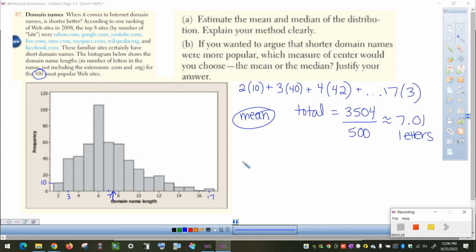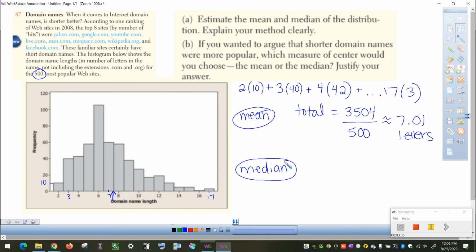All right, now let's talk about the median. If we had access to the individual data values and were able to list them in order from least to greatest, the median would be the exact middle value. Another way to interpret the median is that it divides our data set in half: 50% of the values are below the median, and another 50% are above. Knowing that we have a total of 500 websites, we want to determine where we would have 250 websites lower, to the left, and 250 websites higher, to the right.